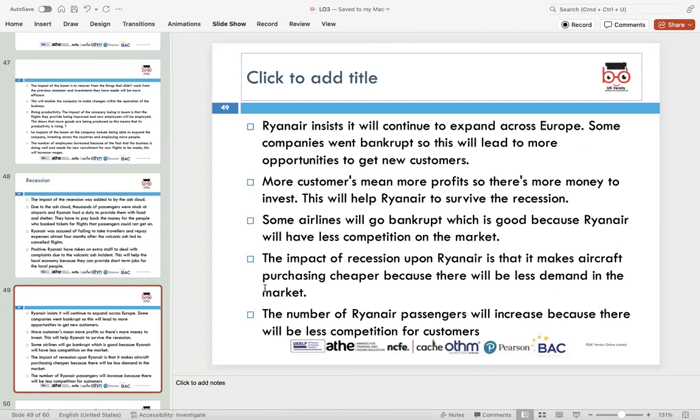As a result of the failure of certain businesses, there will be an increase in the number of opportunities to acquire new clients. When there are more consumers, there are more earnings, which means there is more money available for investment. In this way, Ryanair will be able to weather the economic downturn. As a result of the bankruptcy of certain airlines, Ryanair will have a reduced amount of competition in the market, which is a positive sign.